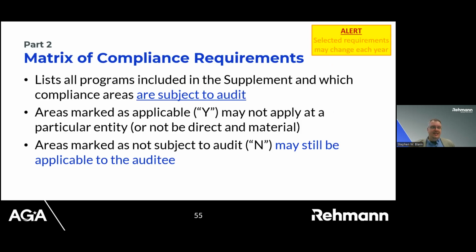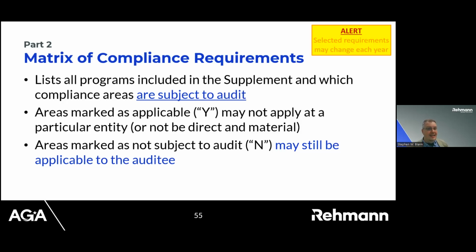Now, this is still relatively new, and people are still getting used to it. In prior years, the yeses and nos on the compliance matrix told you whether or not that compliance requirement was even applicable. Now, it does not tell you whether it applies. It tells you whether it's subject to audit this year, and that can rotate from year to year. So if you're an auditor, don't just roll last year's work papers, check to see if they've changed what they want you to test this year.